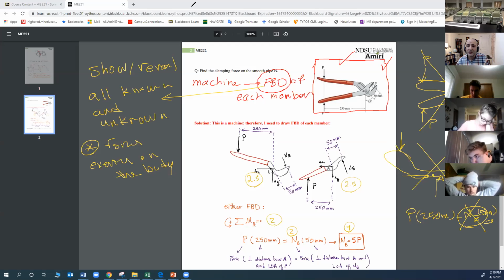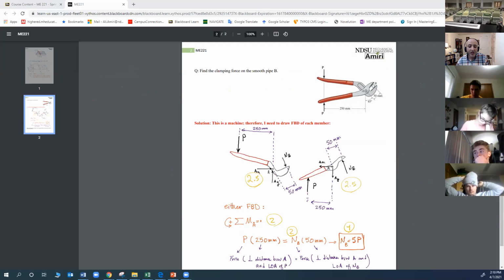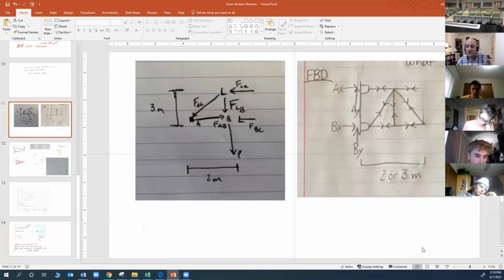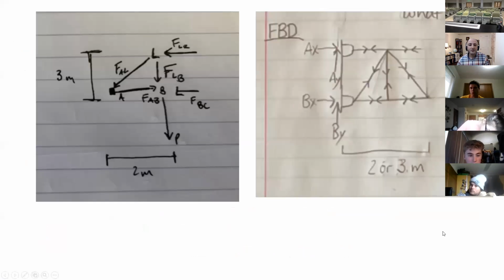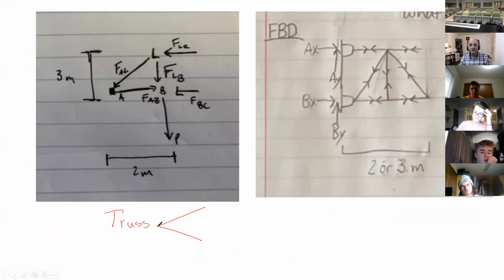So now let's look at some of the answers that were submitted. Here's one, or a couple of them, that were submitted for trusses. So what are the two ways that we analyze a truss? By joints or sections. Okay, so we use method of joints, right?